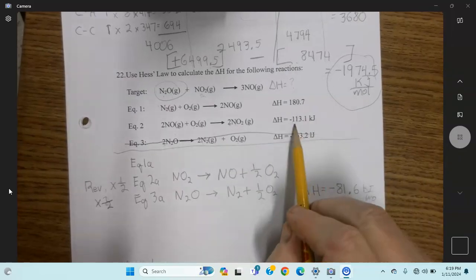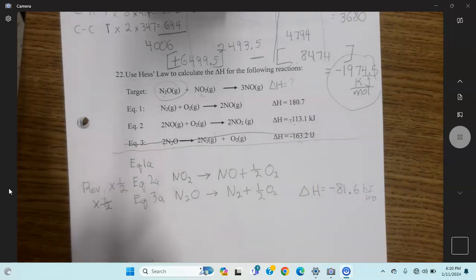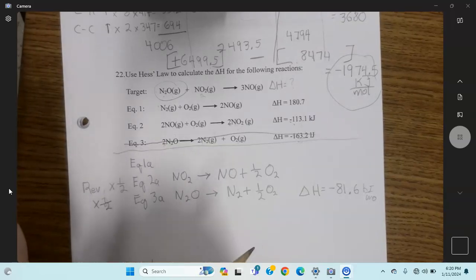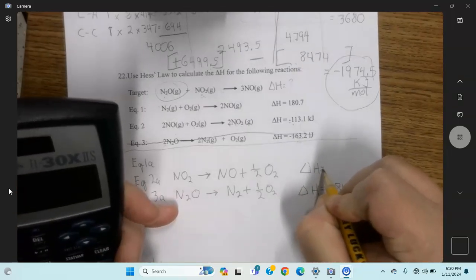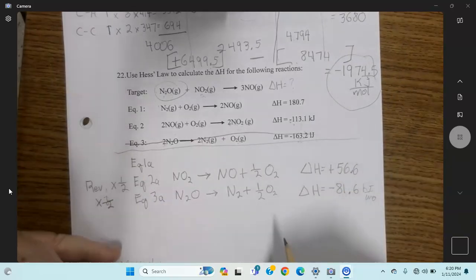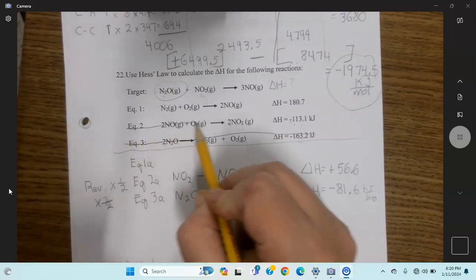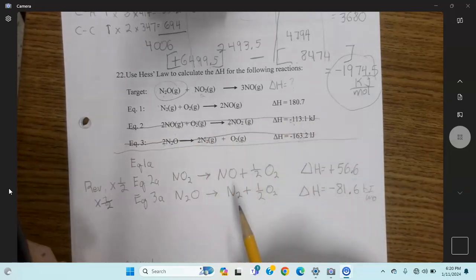Okay, so what we have to do with this number is cut it in half and take off the negative sign. Change it to a plus sign. When you reverse, you change the sign. So it's going to be positive 56.6. Okay, I'm not going to bother with the units of measure. Okay, there you go. Positive 56.6. Okay, so now we're done with this one. All right. Well, we're not totally done with these two. You're going to see why here in just a second.